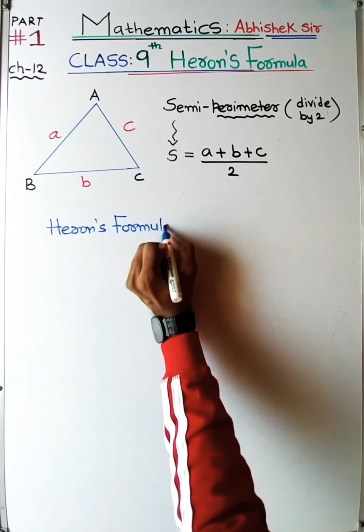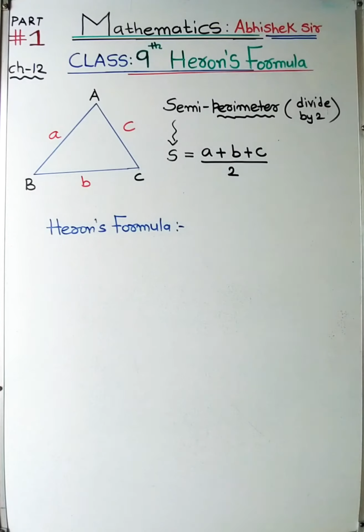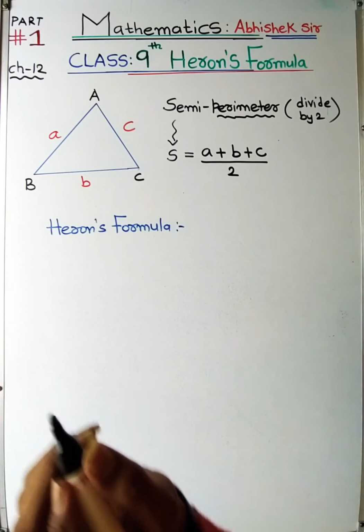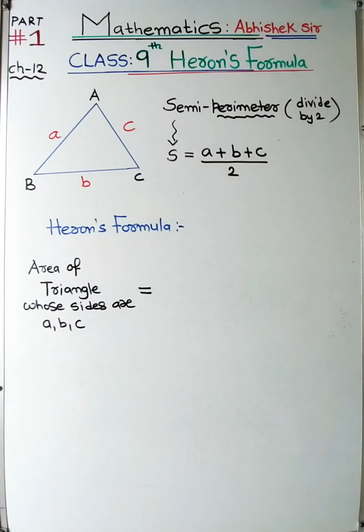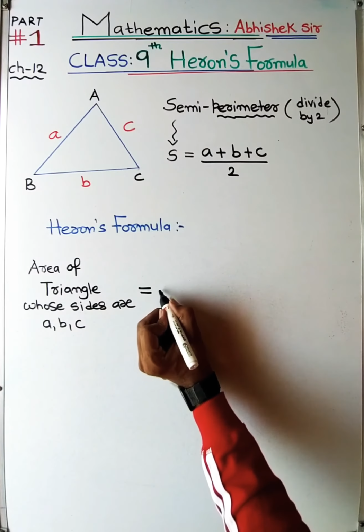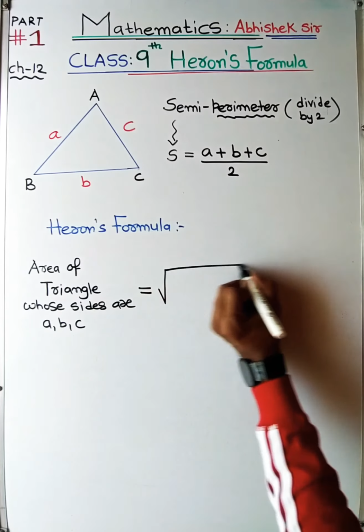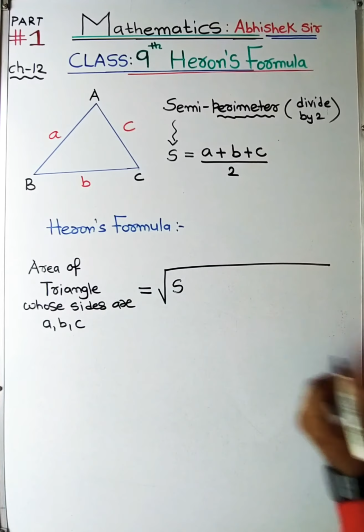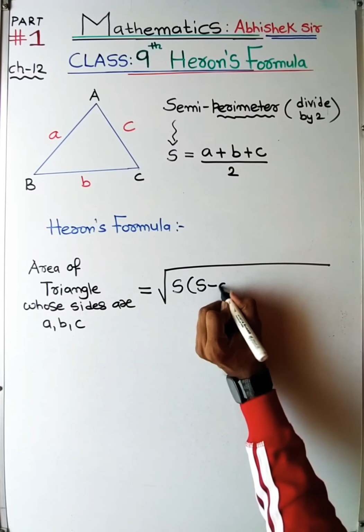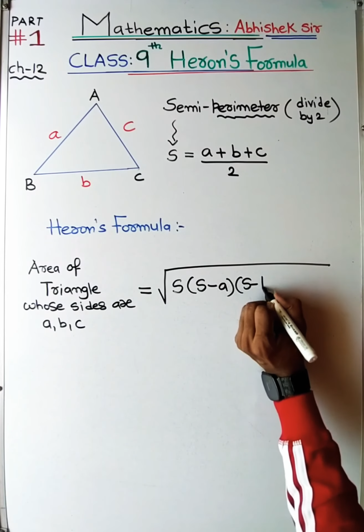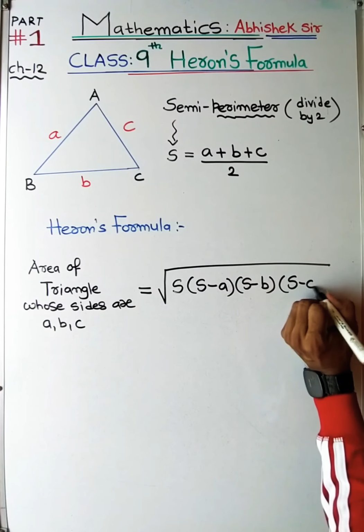Heron's formula is basically very useful when we are dealing with how to find out the area of a scalene triangle, because we don't have any fixed formula for the area of a scalene triangle. So thus Heron's formula will be very useful. Heron's formula: area of a triangle whose sides are a, b and c is under root s into s minus a into s minus b into s minus c.